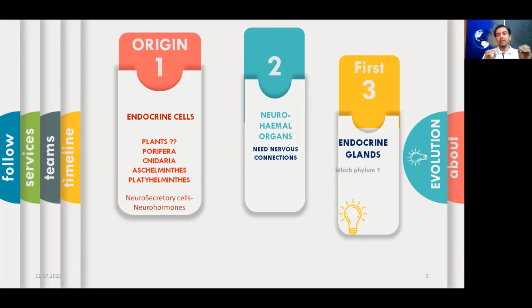will not need a nervous stimulation to release the hormones. So the neurohemal organs, corpora allata and corpora cardiaca, are basically neurohemal organs. Prothoracic gland, the Y organ, and the androgenic gland in crustacea and insecta can be termed as true endocrine glands. So this is about.